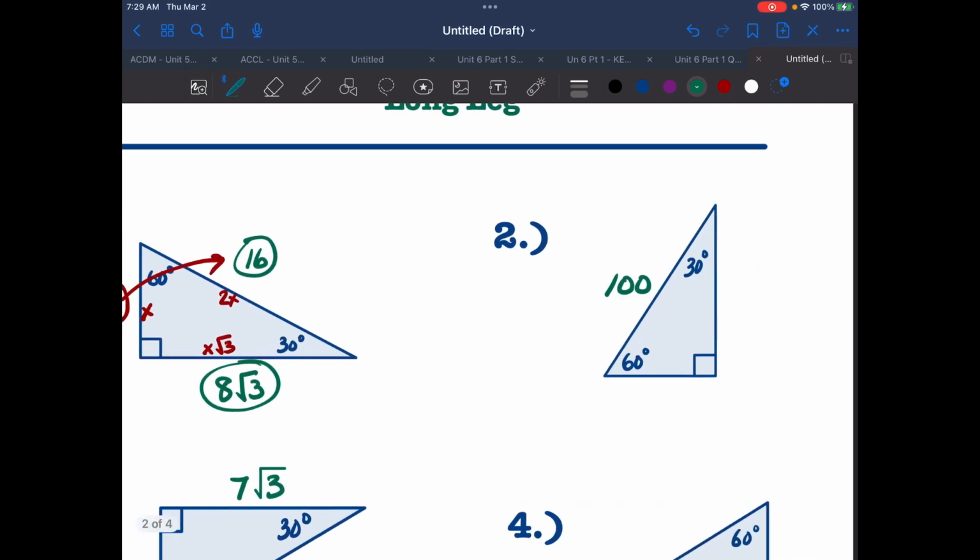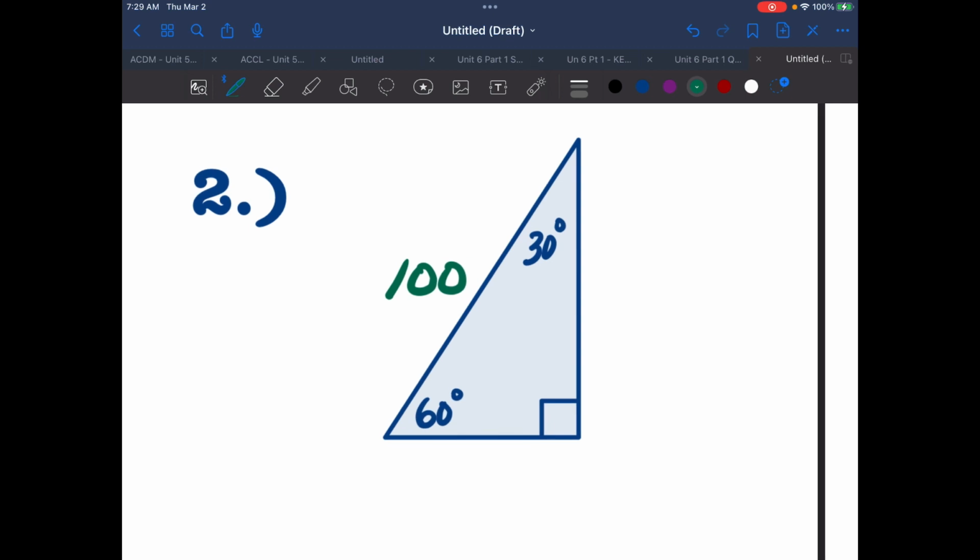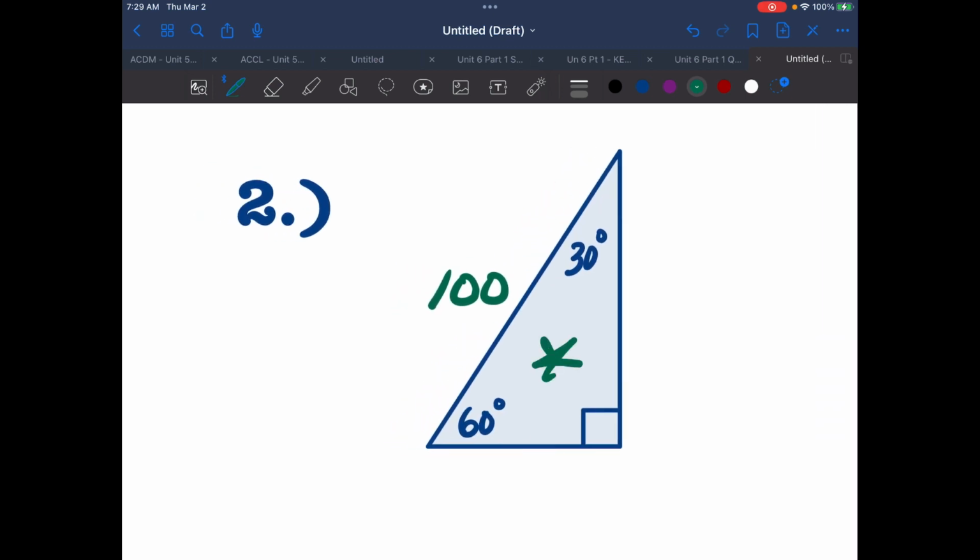Let's try the next one. Okay, now in this case, they give us a different side, but notice it's still the same type of triangle. So I'm going to put my rules on first again. You guys should be writing this with me. X is the short leg across from 30. 2X is always the hypotenuse, double the size of the little guy. And then across from 60 is always X radical 3. Write your rules each time.